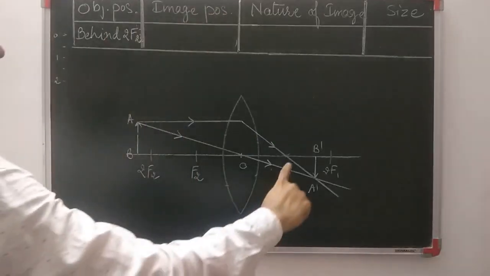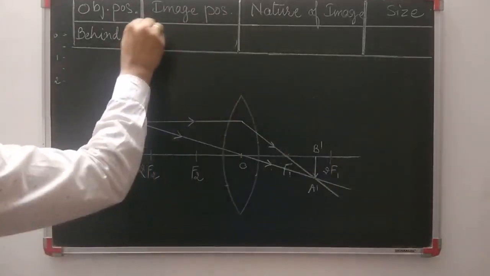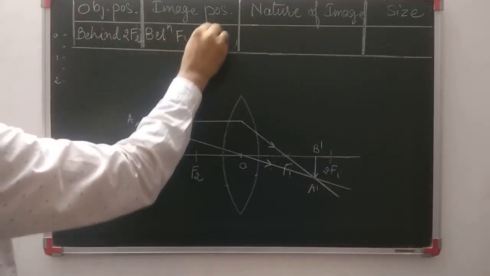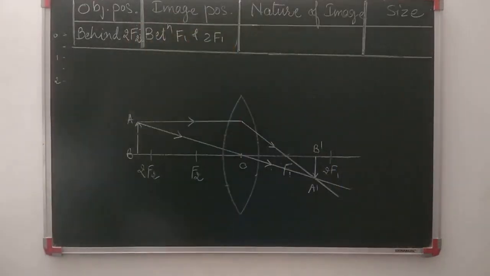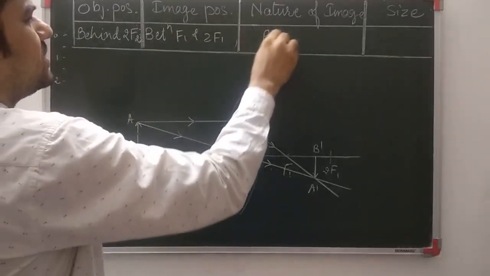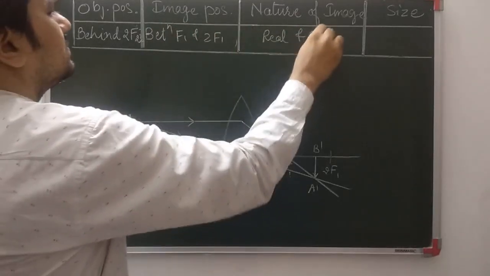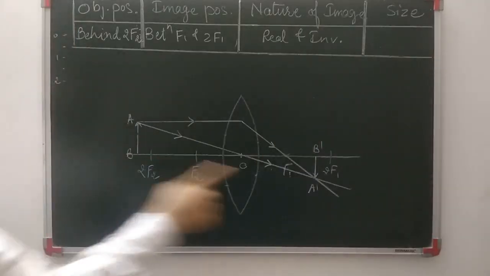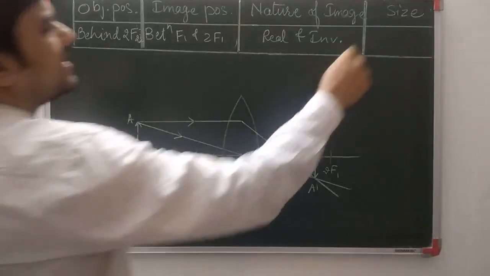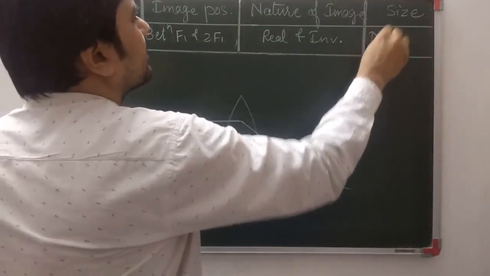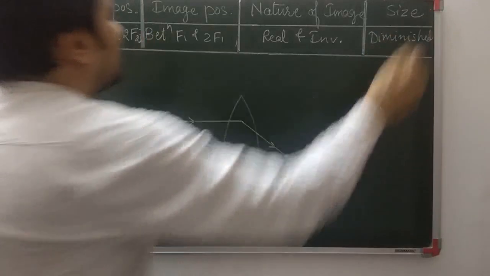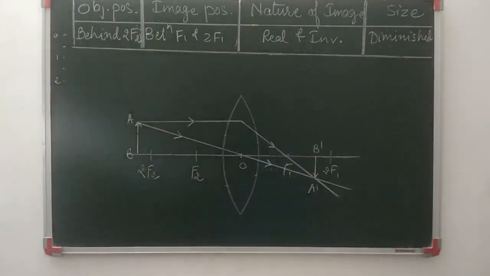We can see it lies between F1 and 2F1. As you can see the nature, the image is real and inverted. And look at the size of the object and the image. So we can see it is smaller or diminished. So thus we have the properties of the image obtained for this position of the object.